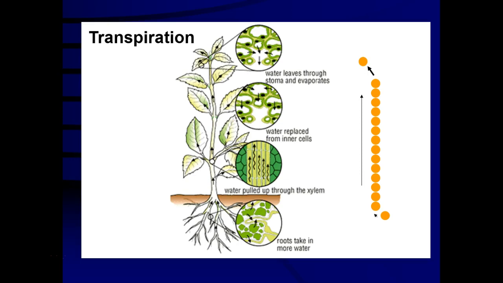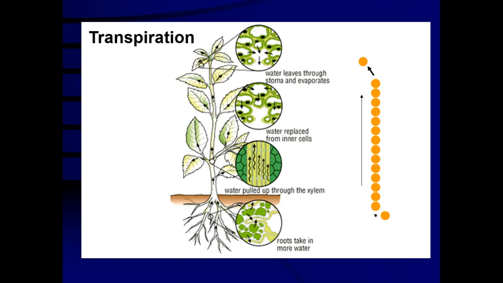Water enters into the plant by the roots. Now, roots are covered in tiny little hairs. It increases the surface area for absorption. So the water enters through these tiny little root hairs and enters into these xylem vessels. So capillary action is bringing those up.